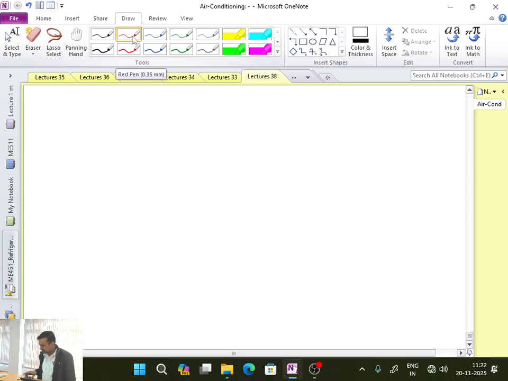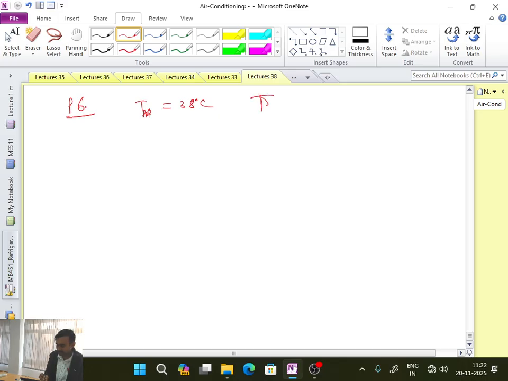Now let's again read the statement. Is this problem number 6 or 7? Probably it should be 6. The outdoor dry bulb and wet bulb temperatures are 38 degrees Celsius and 28 degrees Celsius. So T_DBT0 is 38 degrees Celsius and T_WBT0 is 28 degrees Celsius. Okay.